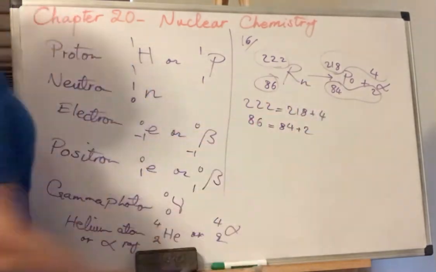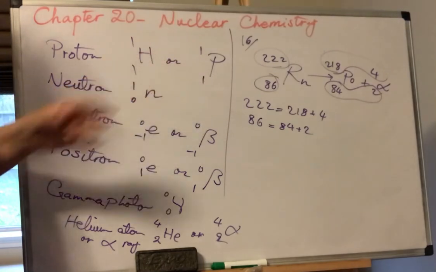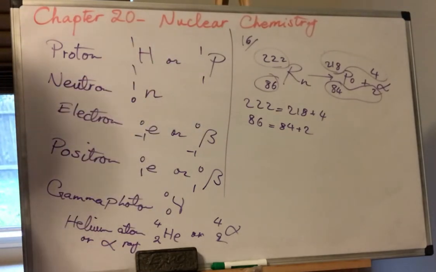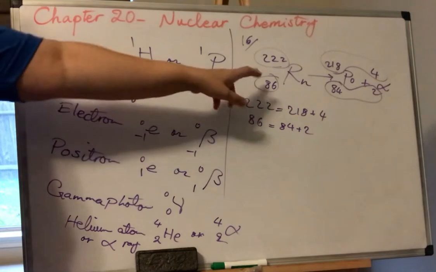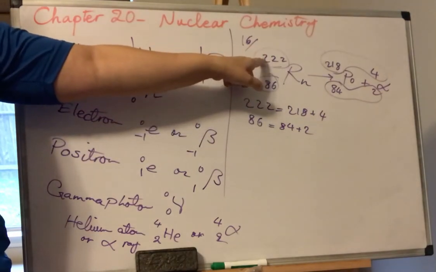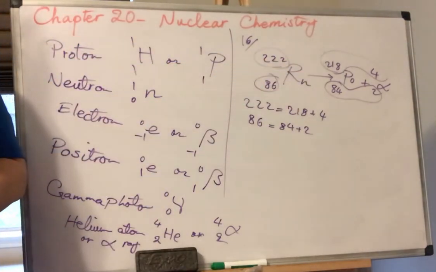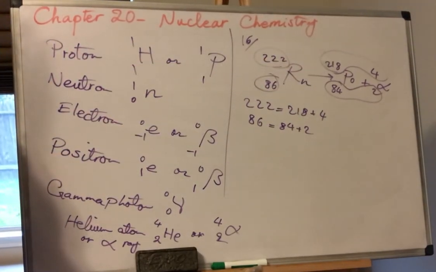So this is the way that we balance our nuclear equation. Instead of coefficients that we had for chemical equations, now for nuclear equations we must have the same atomic masses and atomic numbers. The total of atomic masses and atomic numbers on both sides should be the same.